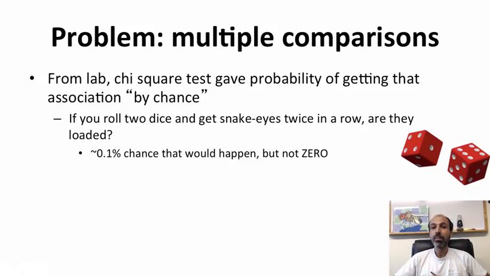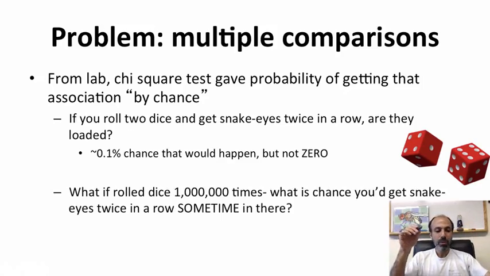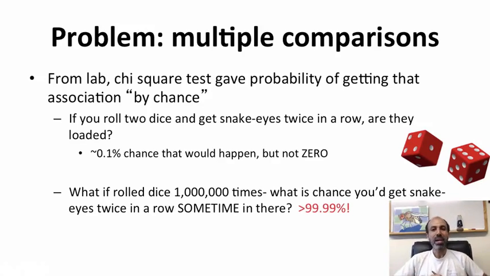Are they loaded? Well, you may think the answer is yes, because the probability of getting snake eyes twice in a row is very low. In fact, it's about 0.1% chance that you get snake eyes twice in a row. It's not 0, but it's very, very unlikely. So let's think of this in the context of looking at markers across the whole genome. How likely is it that you get something very improbable? Well, if you rolled the dice 1,000,000 times, what is the chance you get snake eyes twice in a row sometime over the course of that million? Well, the answer is it's about 99.99% chance that you should get that somewhere in there.